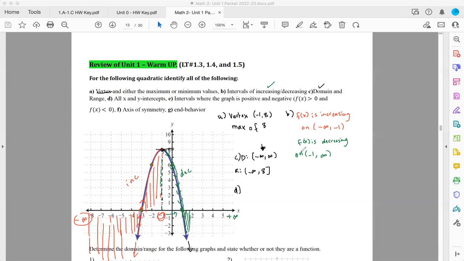So C is done. D, all x and y intercepts. Where does the graph meet or cross the x-axis? What are the x-intercepts, if any, and what are the y-intercepts? Where the graph meets or crosses the y-axis. So the graph crosses the, let's use a different color.